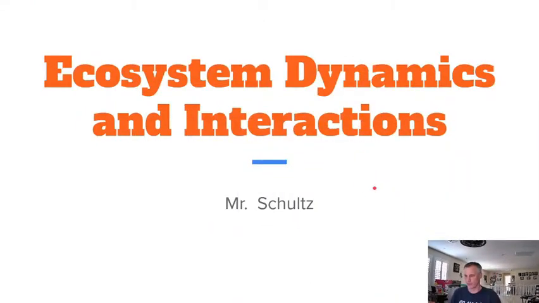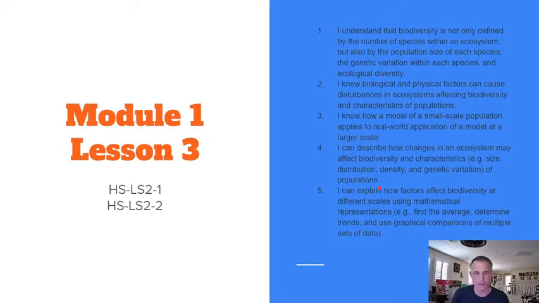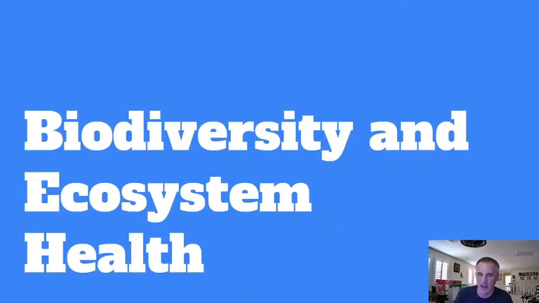All right, so still on ecosystem dynamics and interactions. That's Module 1. We are now going to move on to Lesson 3. You can see all of the objectives listed off to the right. And this title is going to be Biodiversity and Ecosystem Health.